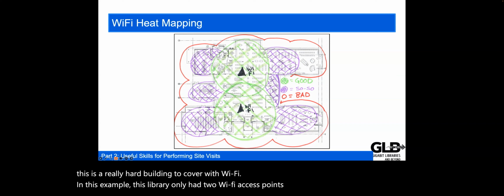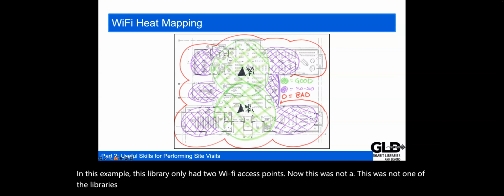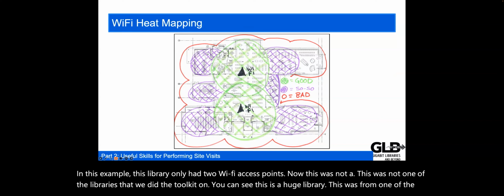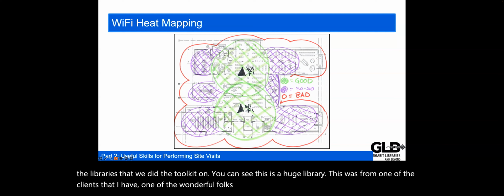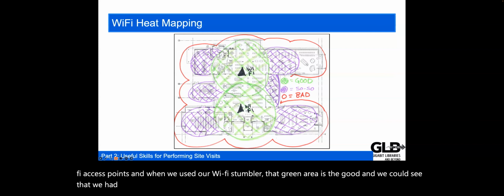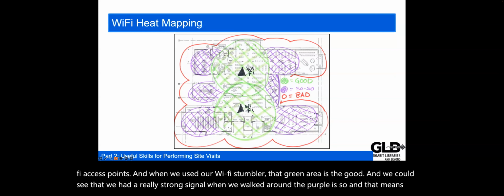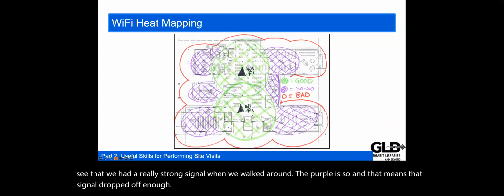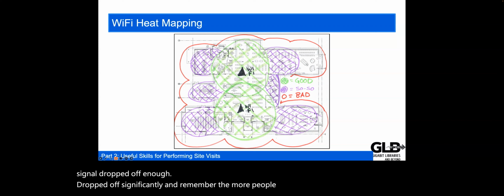Now, this was not one of the libraries that we did the toolkit on. You can see this is a huge library. This was from one of the clients that I have, one of the wonderful folks that I get to work with. So in this case, we had 2 Wi-Fi access points. When we used our Wi-Fi Stumbler, that green area is the good, and we could see that we had a really strong signal when we walked around. The purple is so-so, and that means that signal dropped off significantly. And remember, the more people using Wi-Fi, the less performance each person gets.